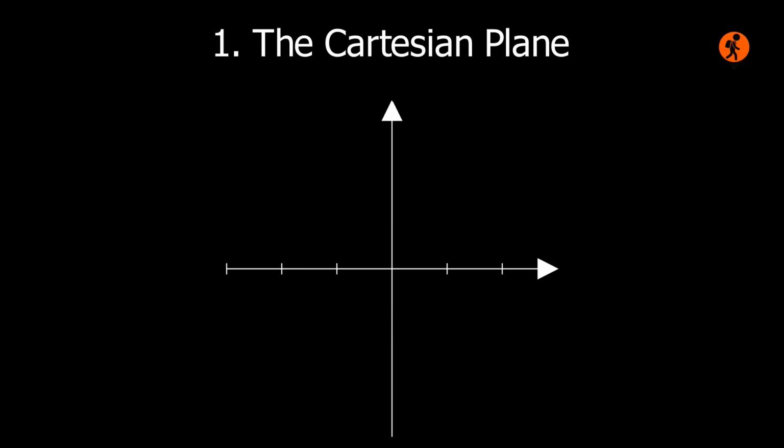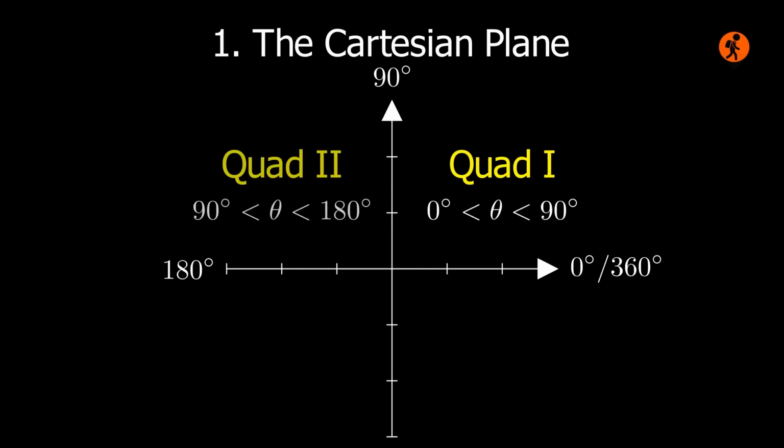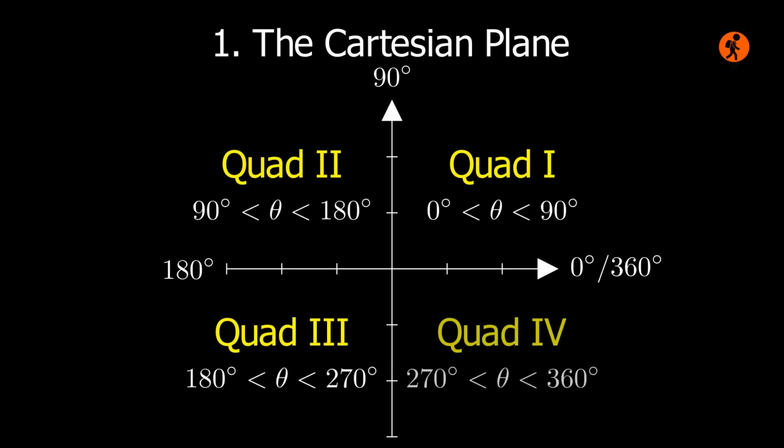Welcome to Grade 11 Trig Revision. Let's start with the Cartesian plane. It is divided into 4 quadrants, starting from 0 degrees and moving anticlockwise to 90, 180, 270, and back to 360 degrees.